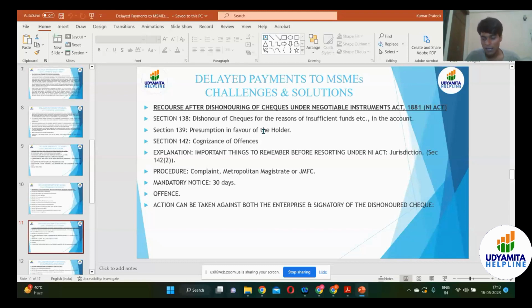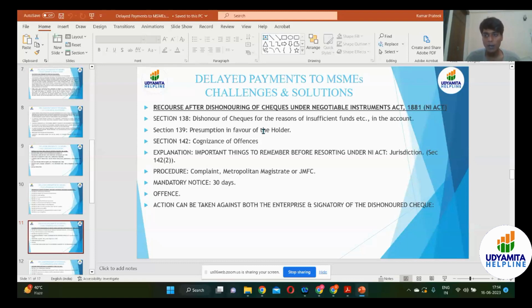And I'll let you know the process through which you can issue a notice, and how the actions of section 138 are taken care of. So whenever you present a check, and it is dishonored, you are presented with a small memo from the bank, with which they tell you that the check has been dishonored due to insufficiency of funds.